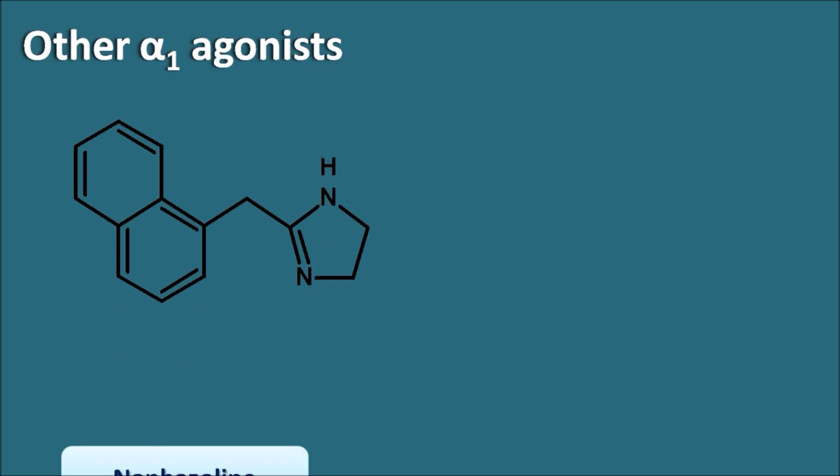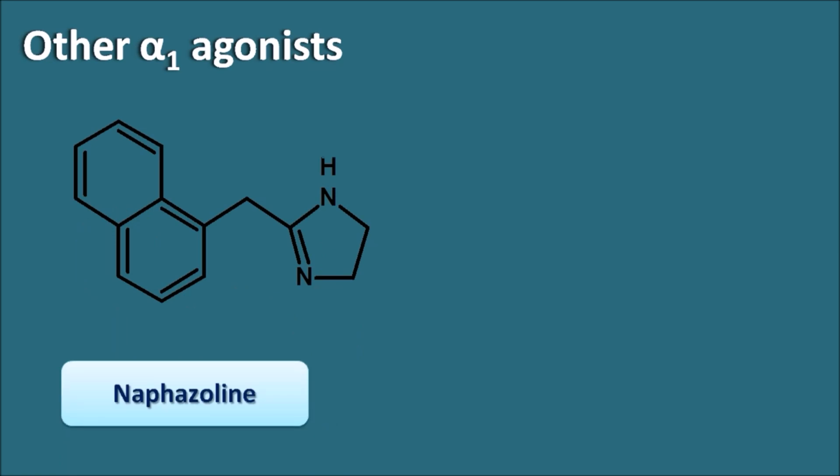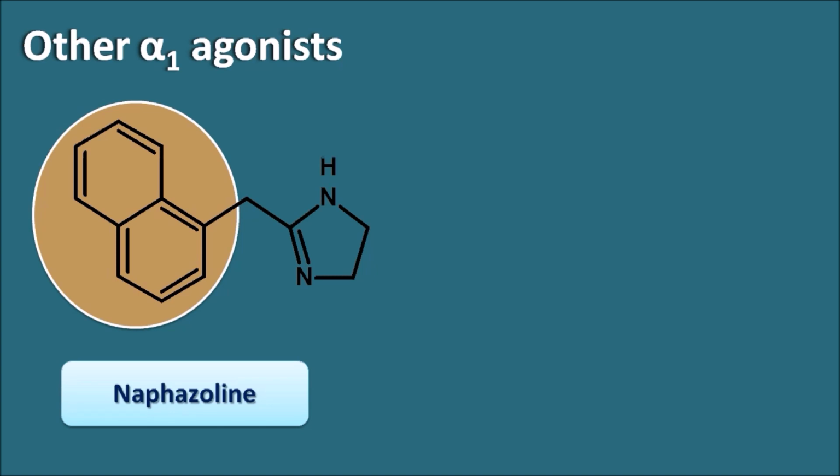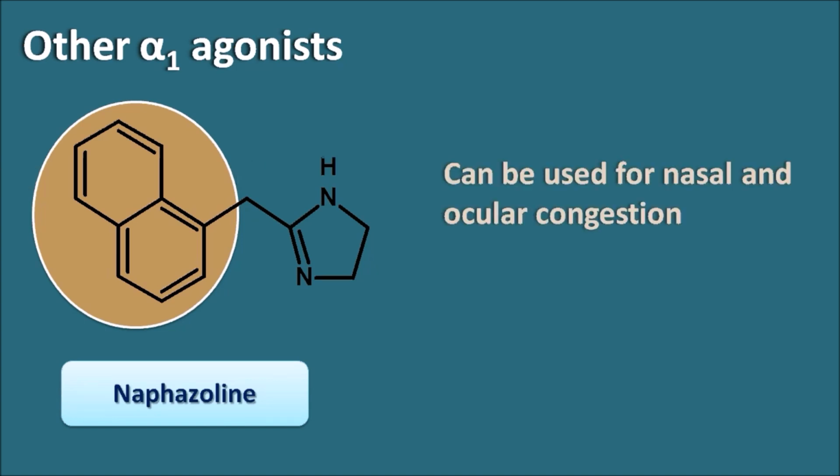Similarly, another drug is naphazoline. You can observe that in naphazoline, a naphthyl ring system is present, which is again attached to the imidazoline ring system. One of the advantages of this naphazoline is that it can be used both for nasal as well as ocular congestion. So it is not only a nasal decongestant, it is also an ocular decongestant.